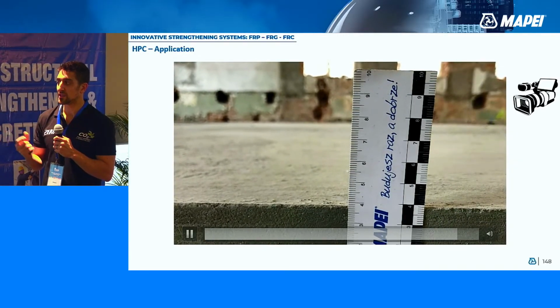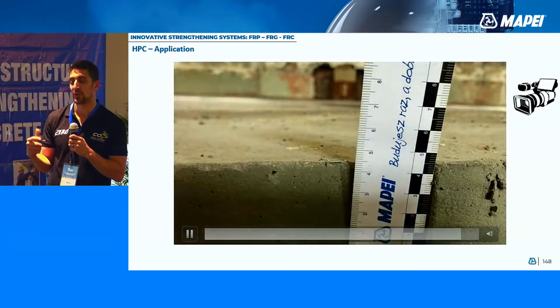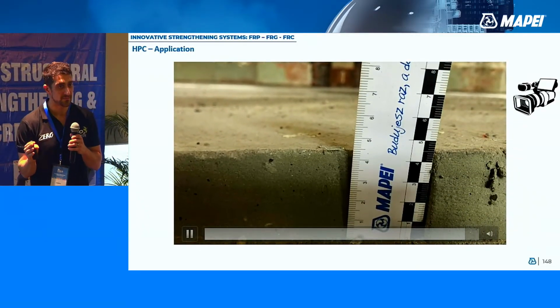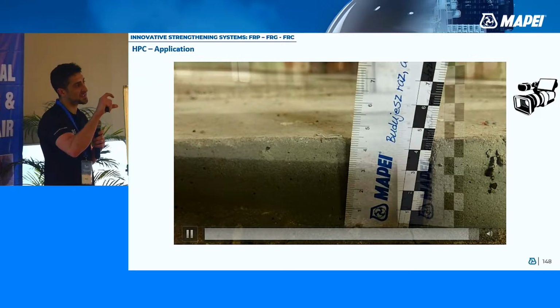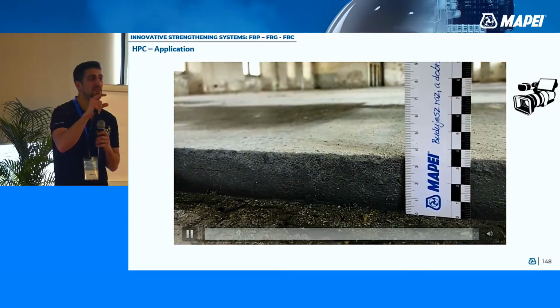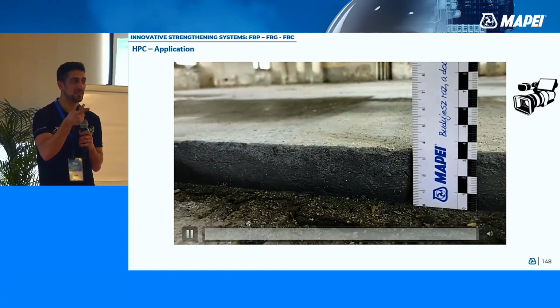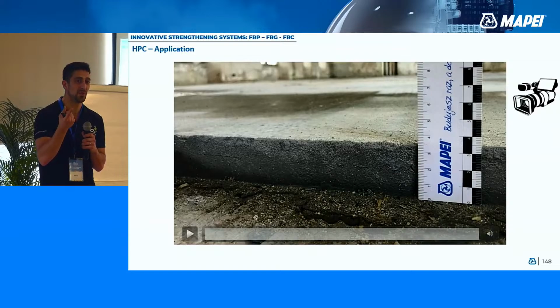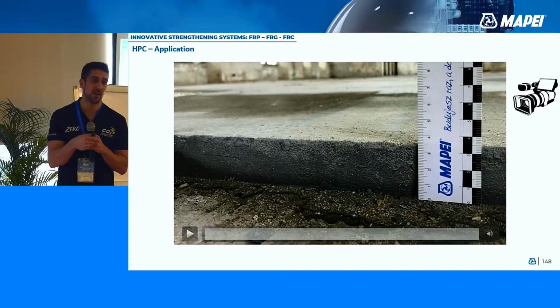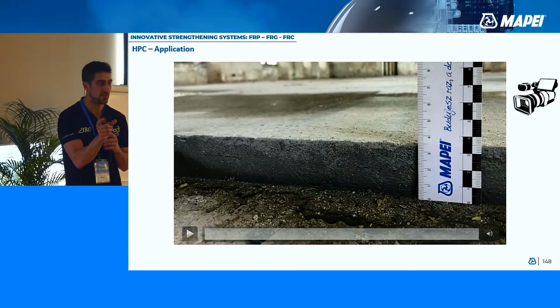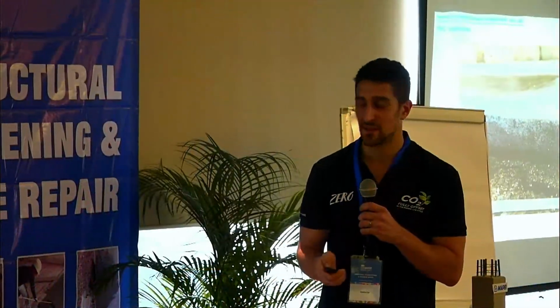The thickness of application can range more or less from 2 to 8 centimeters, pure material. The thickness depends on your capacity demand. So if you need to increase the capacity of a slab or of a column, of course the thickness will be increased.